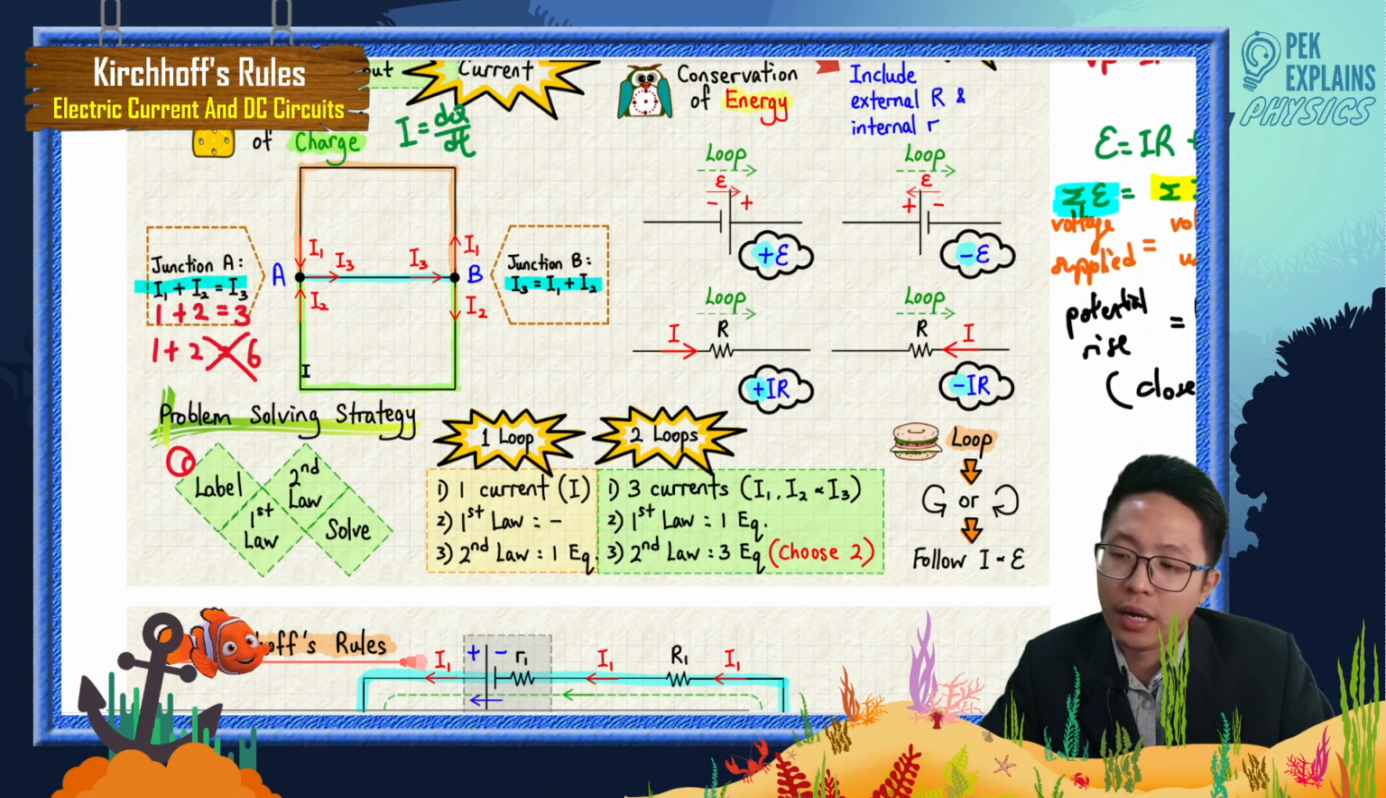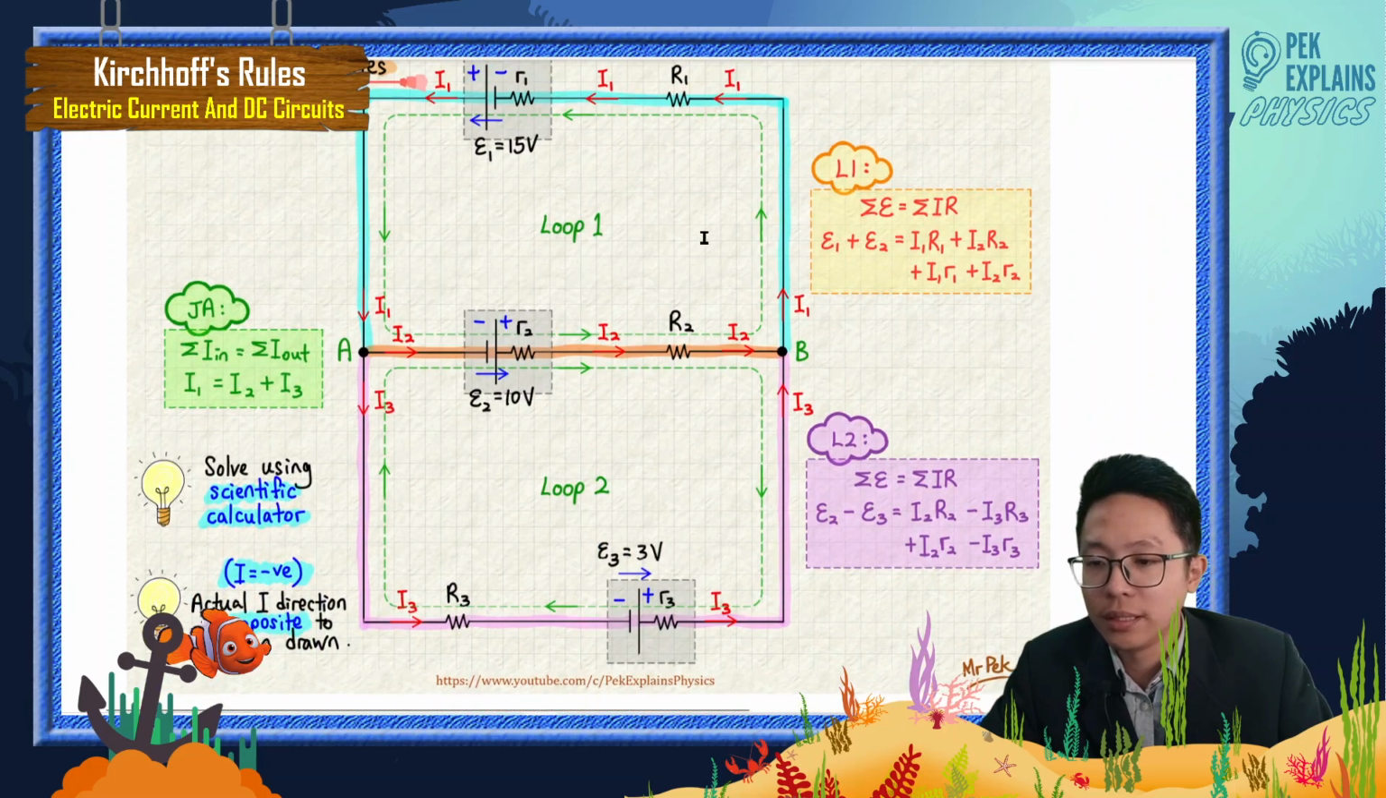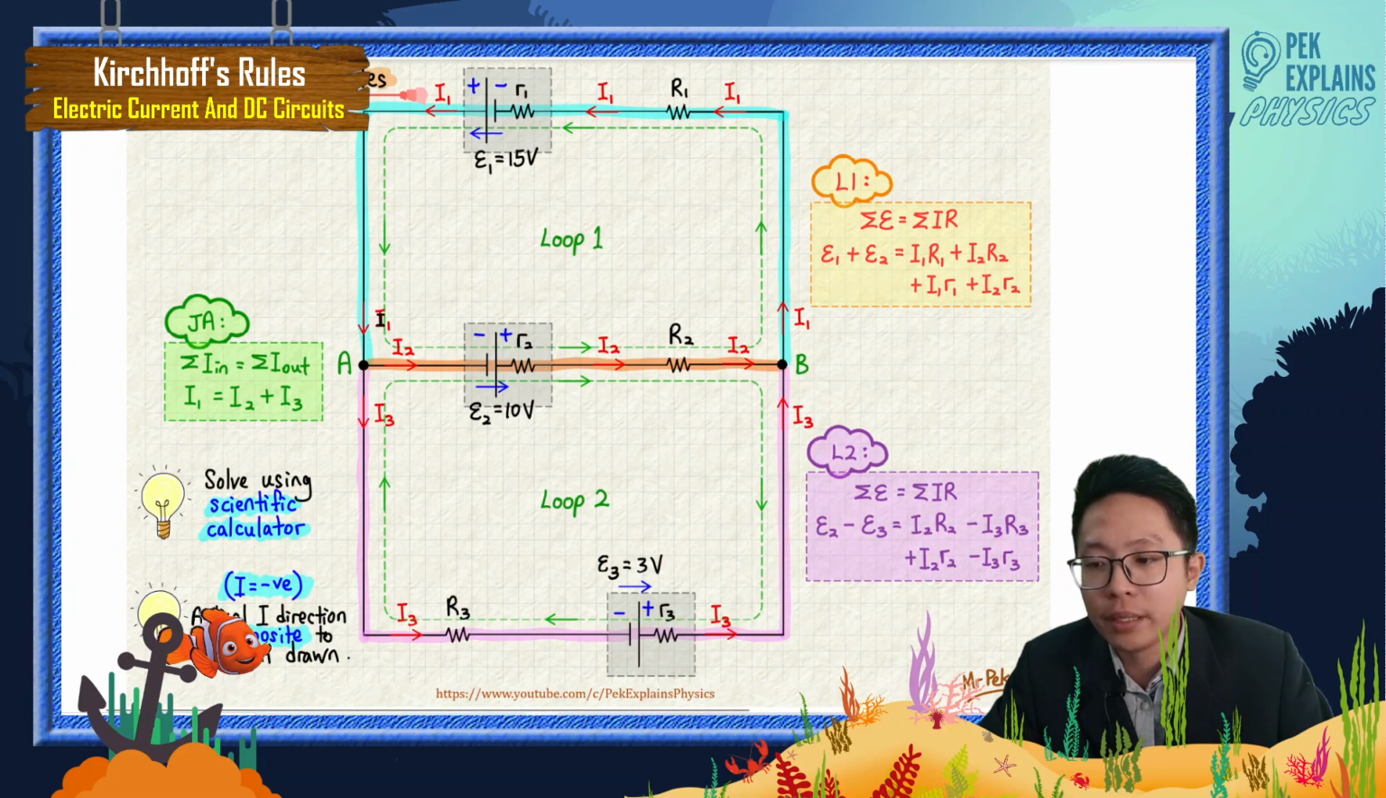For the junction rule, you need to label the current at the junction, because we need to apply this formula. We need to know which current is going in and which is going out. Like you see, I labeled this circuit. I already labeled the current: I1 going in, I2 going out, I3 going out. At each junction, I need to label the current.